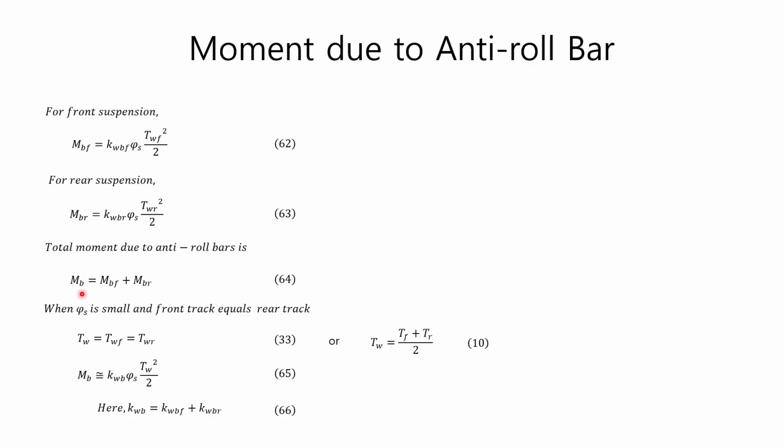If the roll angle phi s is small, and the wheel track TW has the same value for the front and rear wheels, the moment generated by the entire vehicle anti-roll bar, MB, can be expressed by equation 65. If the front and rear tracks are different, their average value, as shown in equation 10, is used as an approximation.